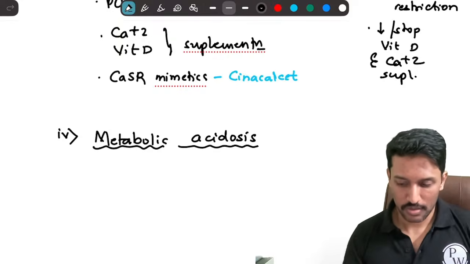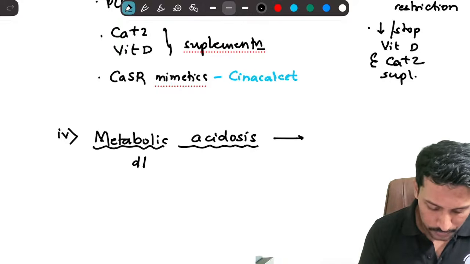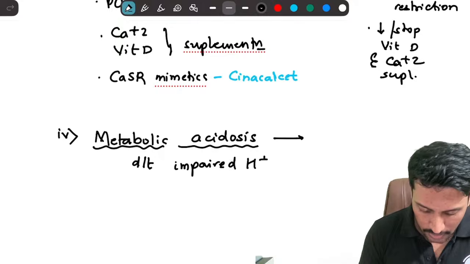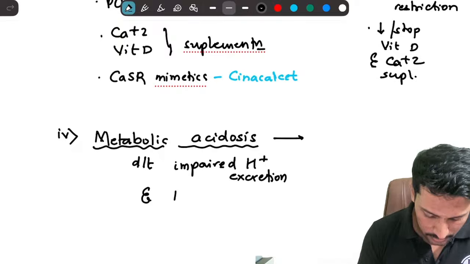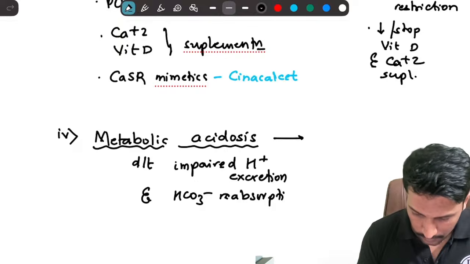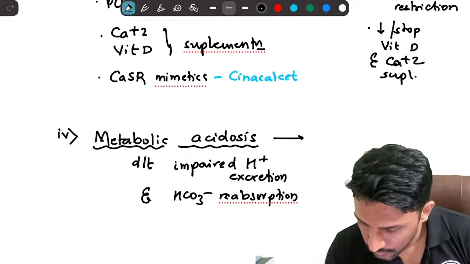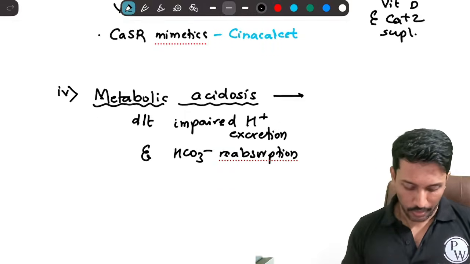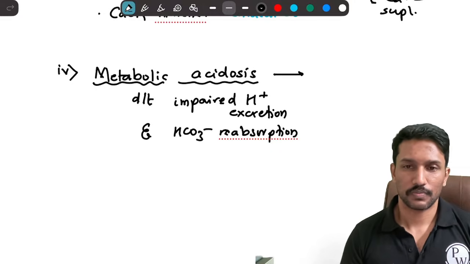And the metabolic acidosis has its own complications. So what will it lead to? It is due to impaired H plus excretion and bicarbonate reabsorption. Okay, so now what problems will the metabolic acidosis lead to?